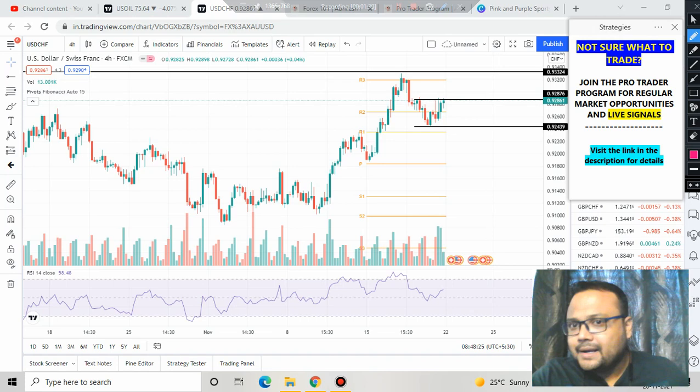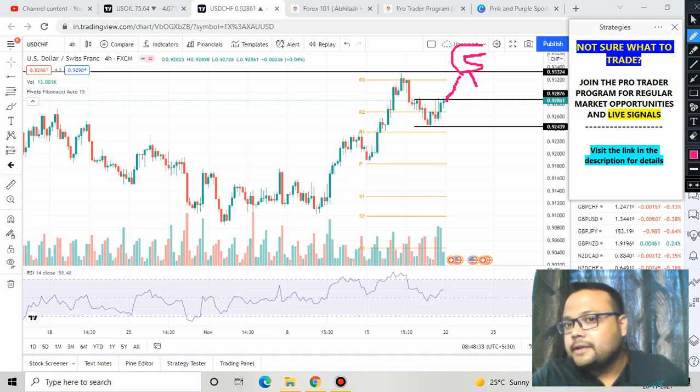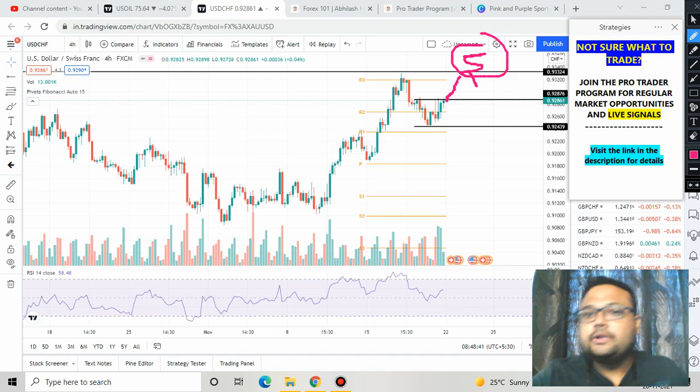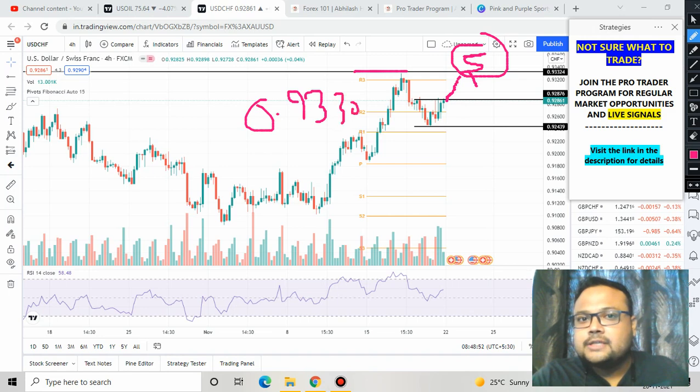So on Monday, if the market goes up and reverses from this particular level, we can take a sell position here. This is our first trading opportunity, and in this chart I think this is the safest trading opportunity, considering this as a very strong resistance at 0.9330, and if the market reverses, it will also look like a double top pattern to us.